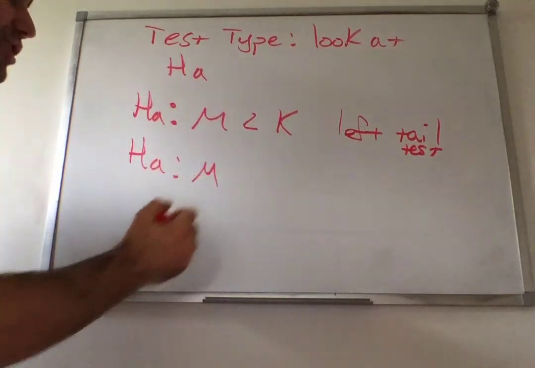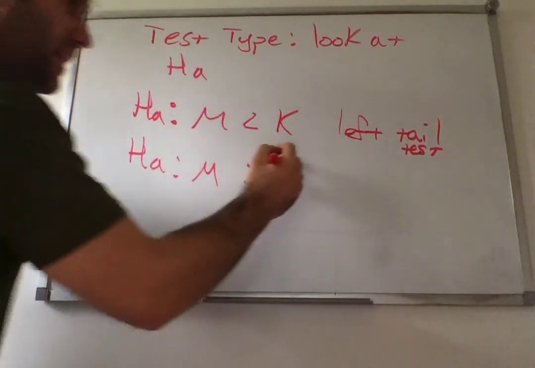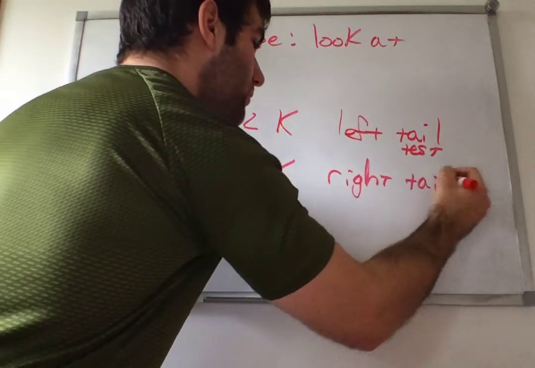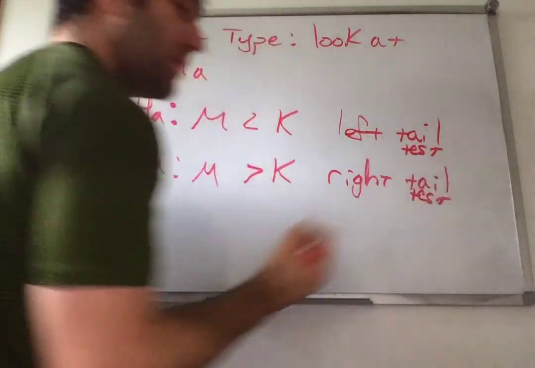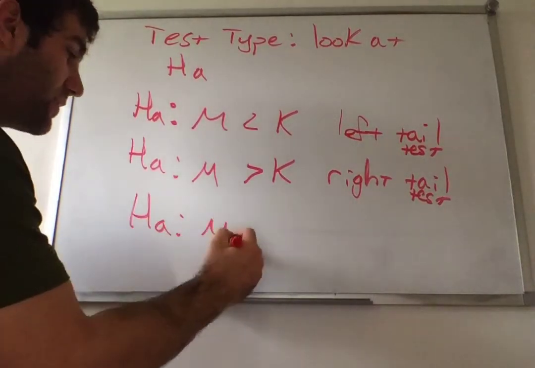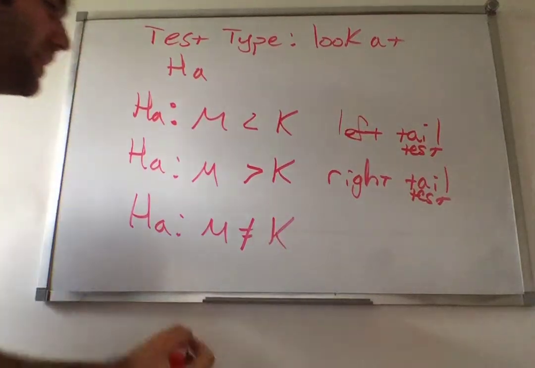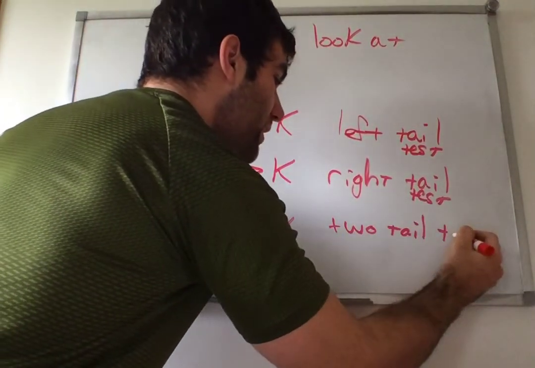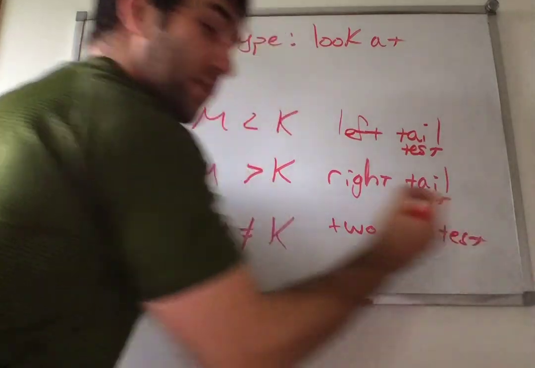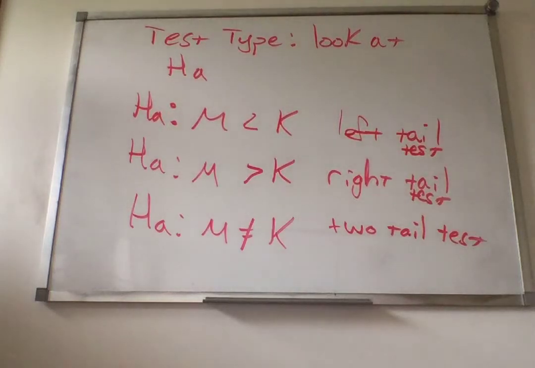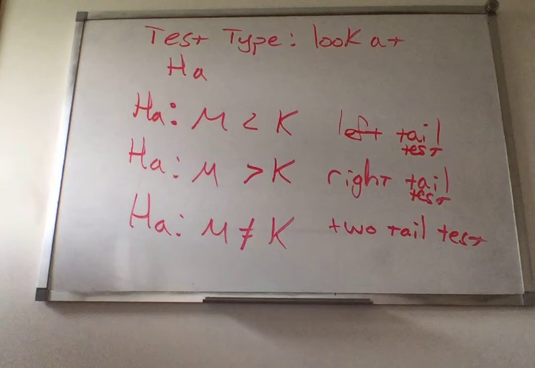When the alternative hypothesis looks like this, it is a right tail test. And when the alternative hypothesis looks like this, it is a two-tail test. This is important when we're calculating our p-value. Okay, that's the number we're going to use to make our decision.